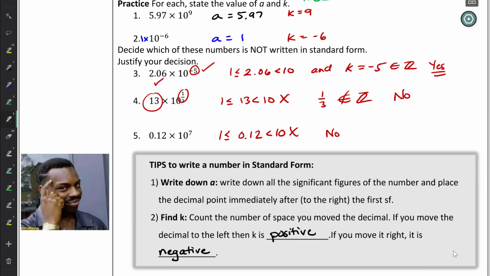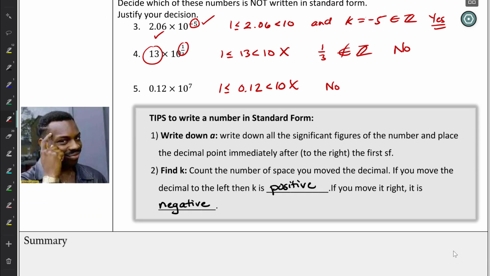How do we write numbers in standard form? Well, the first suggestion is to write down all the significant figures of the number, and place them immediately after, or to the right of, the first significant figure. Then we want to count the number of spaces you moved that decimal. If you move the decimal to the left, then k is positive. If you move the decimal to the right, then it is negative.